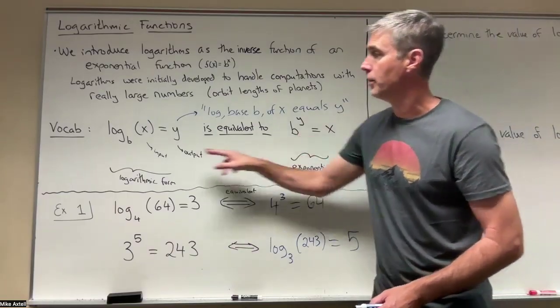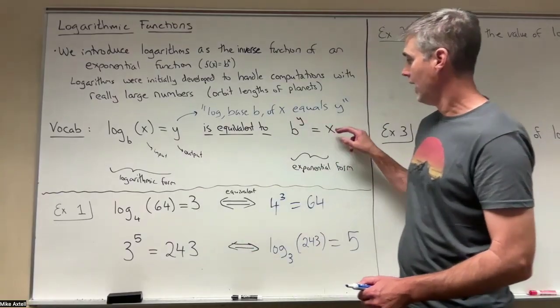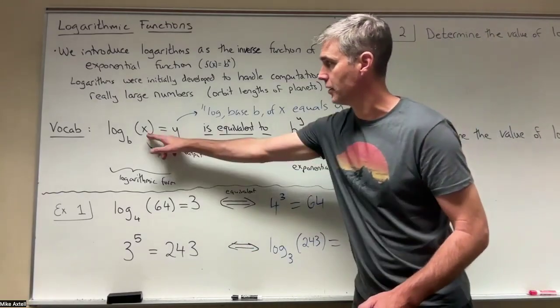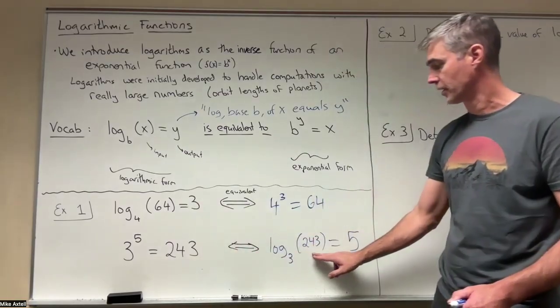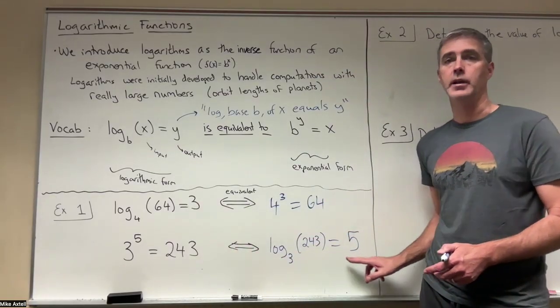The b became the base, so 3 became my base. And the x value gets sucked into the logarithm. So that 243 gets sucked inside the logarithm. So log base 3 of 243 equals 5.